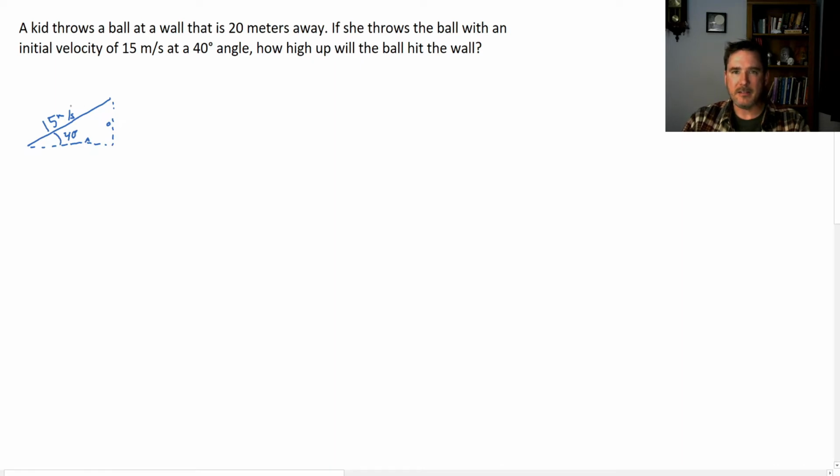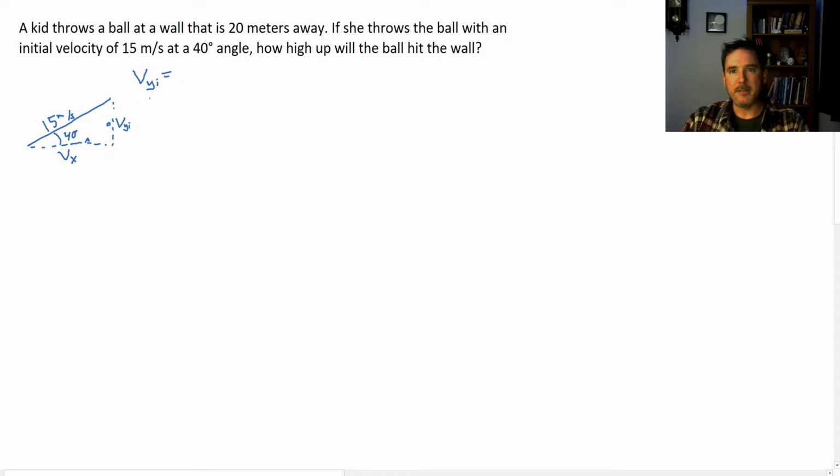And since this is the velocity, the 15 meters per second, this right here will be the velocity in the y direction, and that's the initial velocity because gravity will be acting on it as soon as it leaves her hand. This right here will be the Vx, and we can just say Vx because that's not going to be changing, since there are no horizontal forces acting on it. So this is our triangle, and based on this, our Vyi, or Viy, doesn't matter the order, is the initial velocity in the y direction.